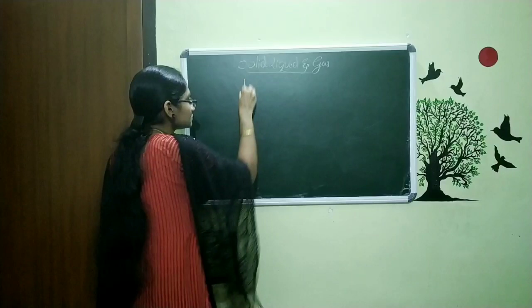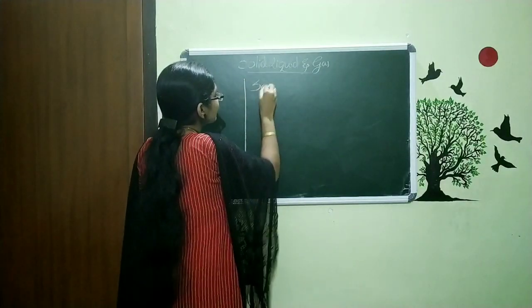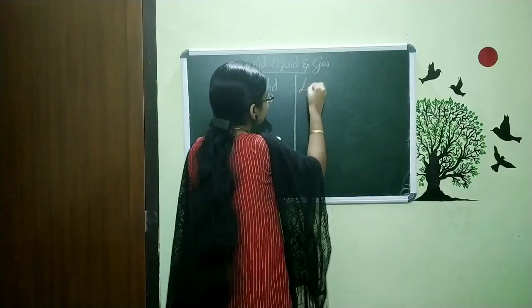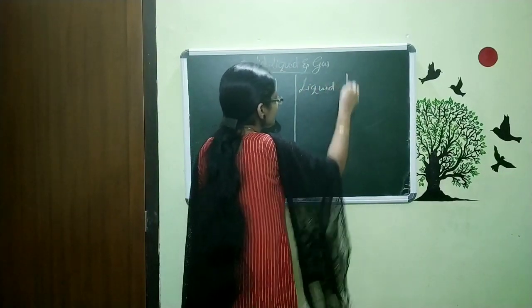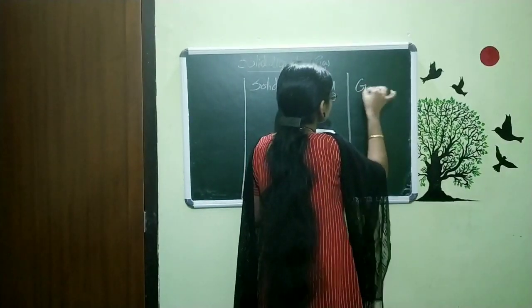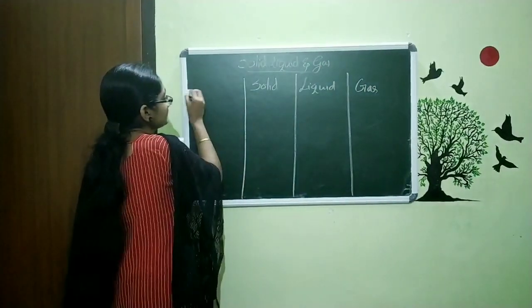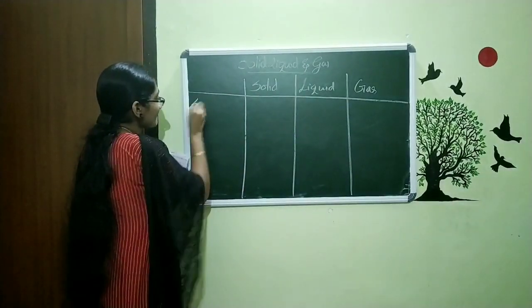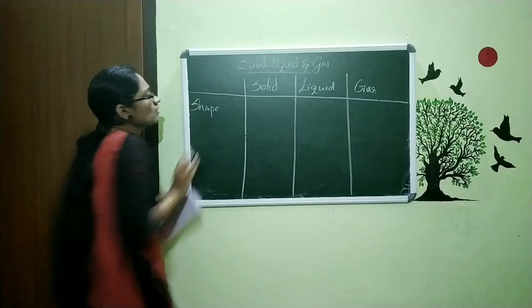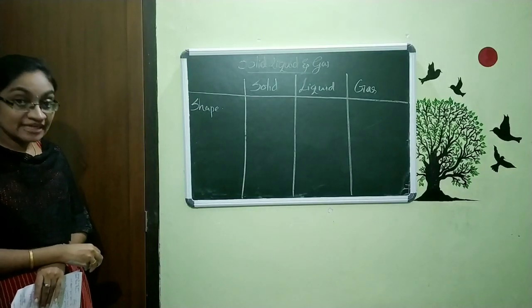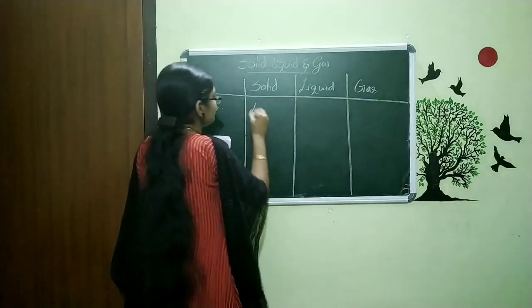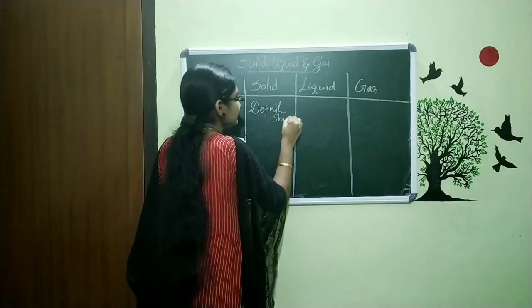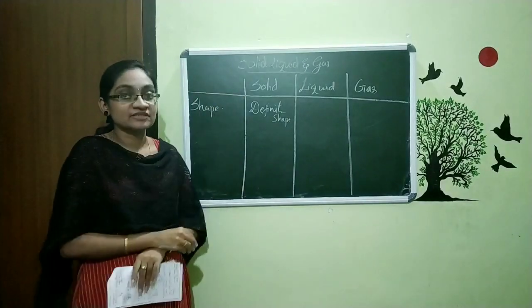So, solid, liquid, and also gas. First we discussed about the shape. What about the shape of the solid? It is having definite shape. It is having definite shape when we are considering the solid.